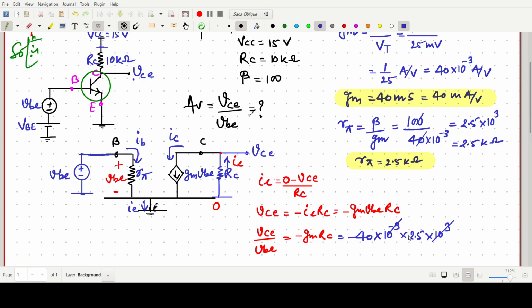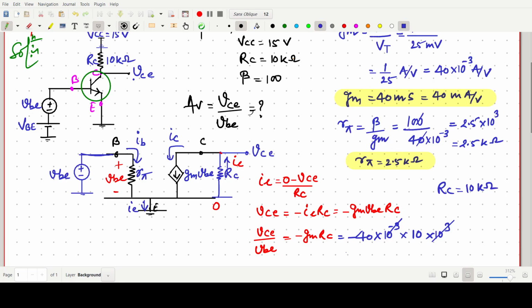If you multiply, the 10s will cancel, 25 into 4. So minus 40 into RC, which is... sorry, RC should be 10 kilo ohm. This is a mistake. This one is 10 kilo ohm. So RC is 10 kilo ohm, I'm writing here, RC is 10 kilo ohm in the question.